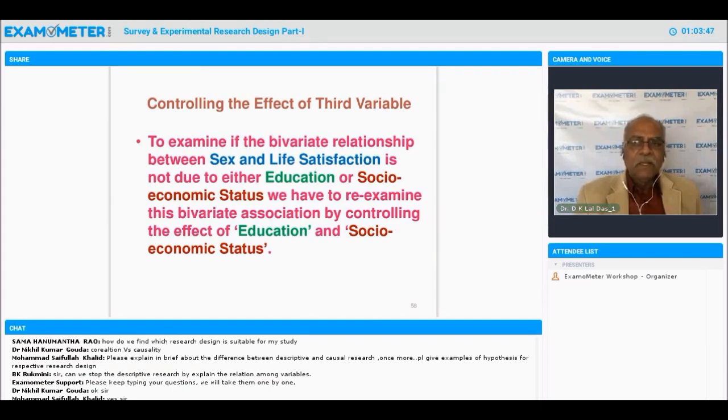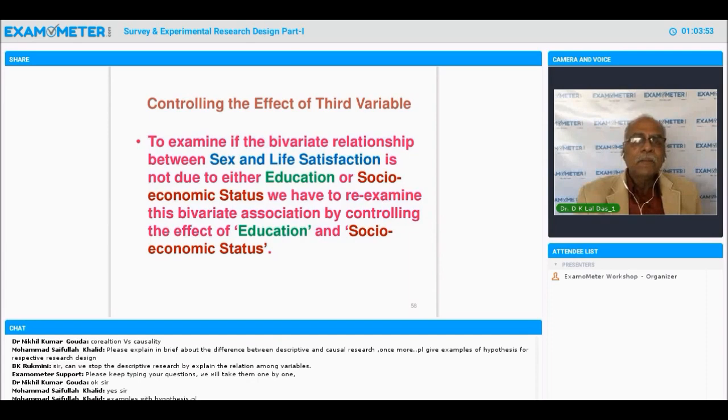And in the developed countries, they are very, very keen to have quality research. Descriptive research is allowed only at the master's degree level dissertation, not for PhD or higher level. For undergraduate and postgraduate, they say descriptive.